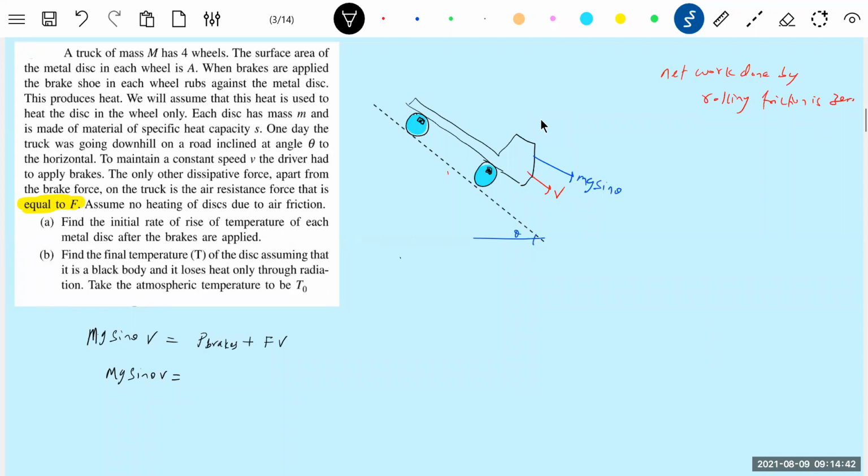To find the final temperature of the disk, assuming that it is a blackbody and loses heat only through radiation. I think that's the second part of the problem. We are going to bring radiation into the picture. Okay, first part, let me do it. What shall I do?